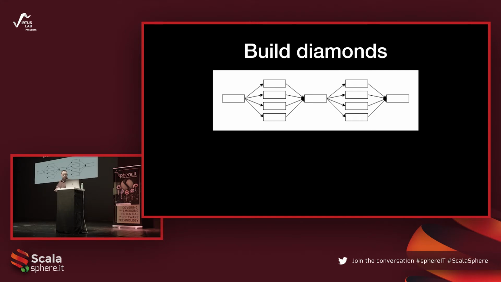I talked about build diamonds. So often in very large projects, you end up with this kind of build structure, where there's a couple of core modules at the bottom. They fan out to a bunch of mid-layer stuff. Then they often fan in again. You often end up with a build pipeline that depends on one critical module in the middle.